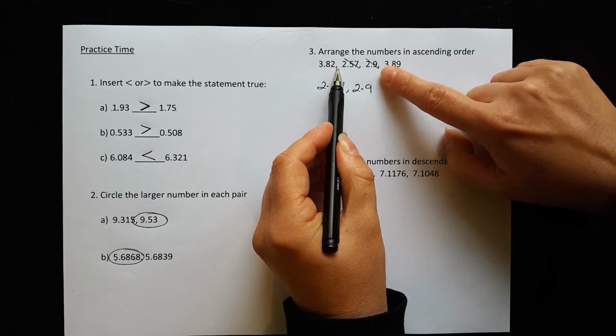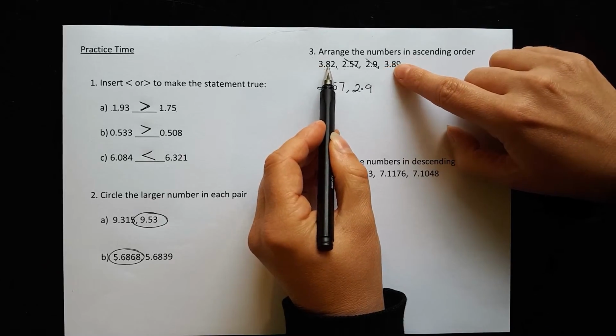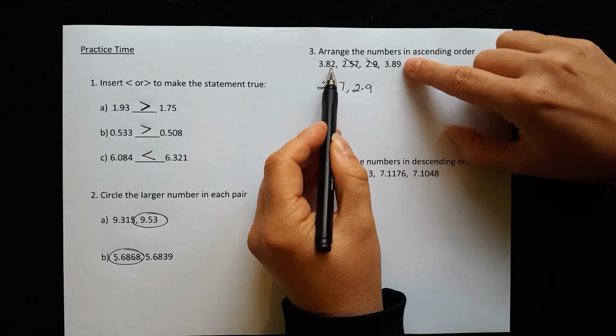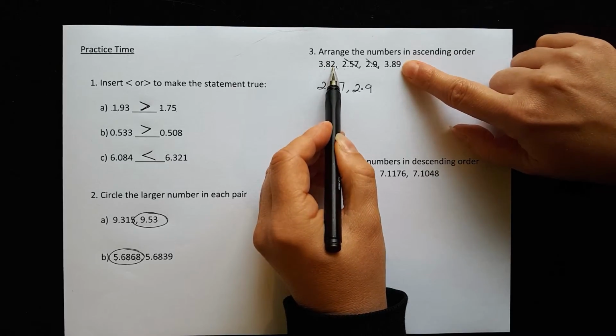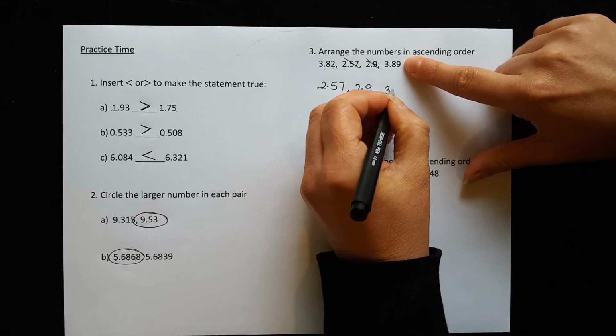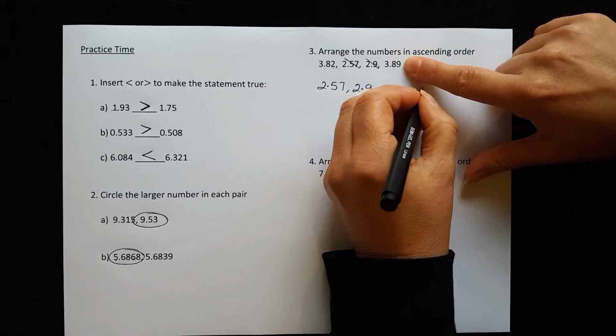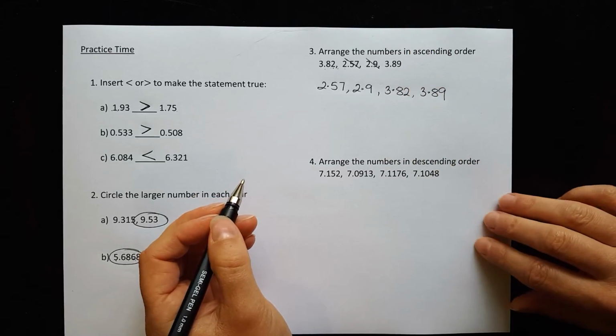3.82, 3.89. So the ones, the tenths and tenths are the same, but the hundredths are different. 2 hundredths is smaller than 9 hundredths. So this one goes first, 3.82, and 3.89 will be last.